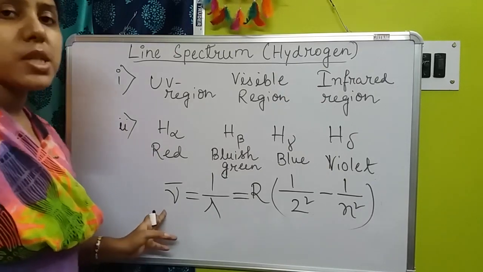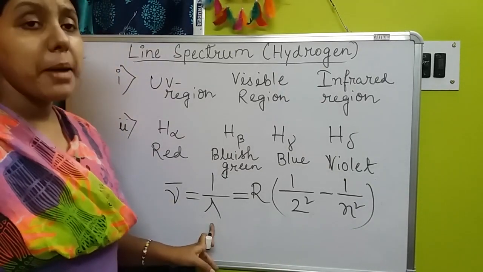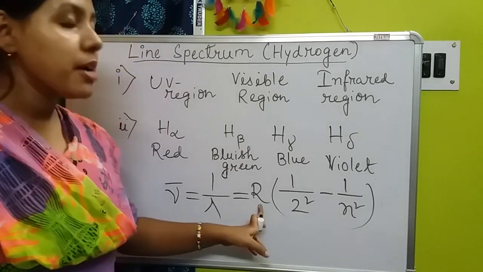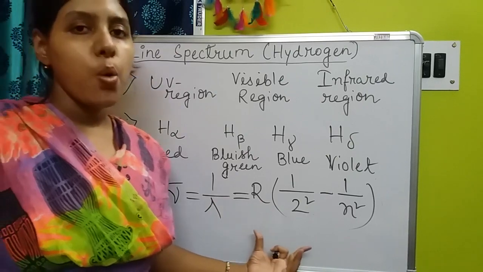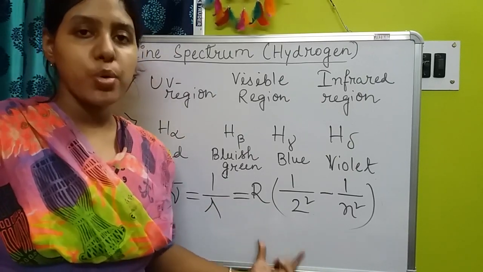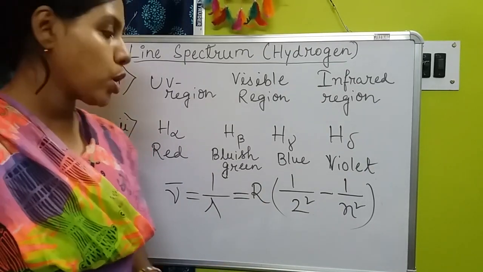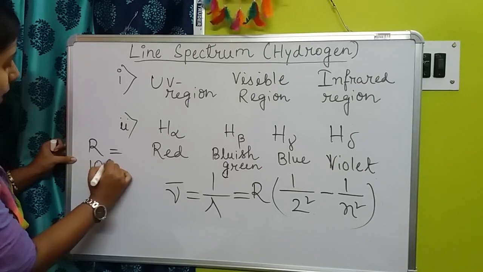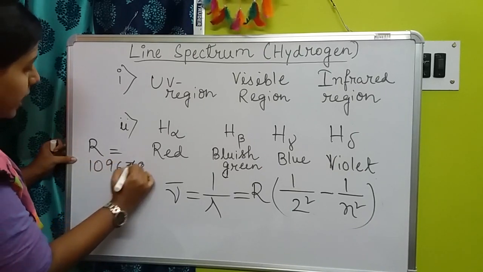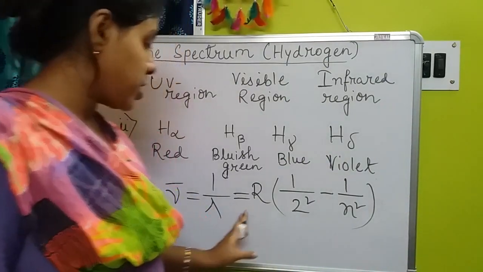Nu bar means wave number, lambda means wavelength, and R means Rydberg constant, because this equation was discovered by the scientist Rydberg. As per his name, this constant is named the Rydberg constant, and it has a value R equals 109678. This is the value of the Rydberg constant.